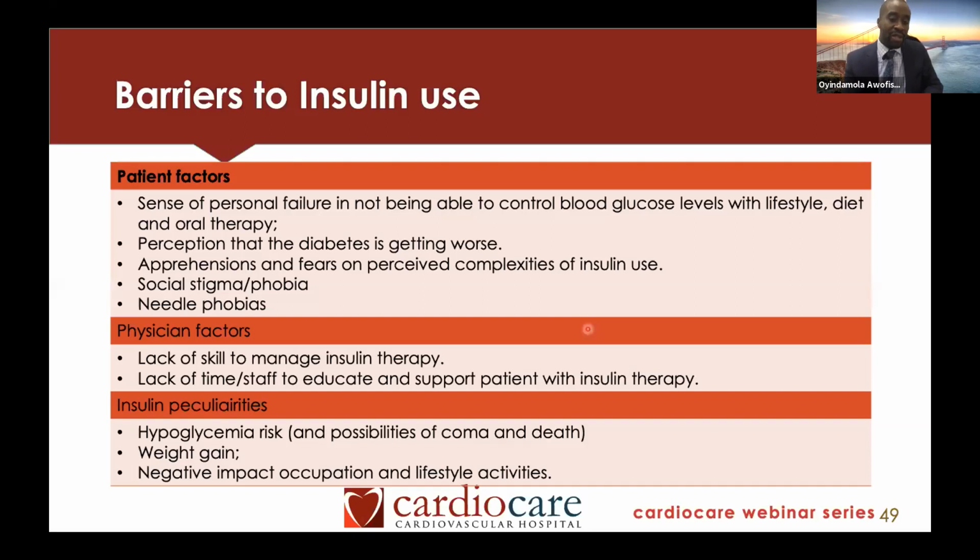And also sometimes some people have the skill, but they just don't have the time or even the staff and other resources to educate and support patients with insulin therapy. The truth is that putting a patient on insulin therapy is going to task you more as a physician. You're going to need more time to counsel such a patient. You're going to need diabetes educators to support the patient. Such a patient who has more questions would utilize the healthcare system more. That's the truth, because they need more support, and we'll talk about that.